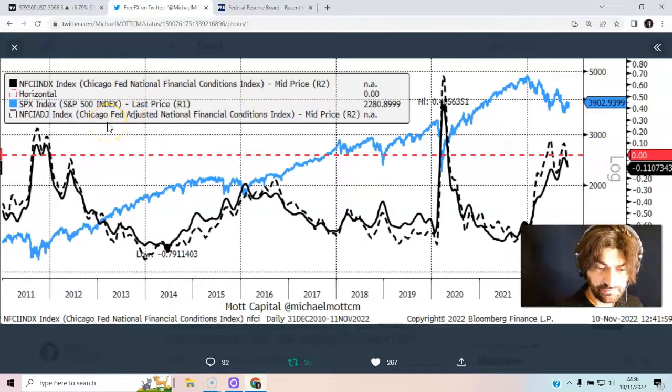Now, the adjusted National Financial Conditions Index is slightly different. I think that's the dotted line there. I'm not sure how it's adjusted again, but I'm just crediting Michael and Mock Capital because that's his chart, and I just wanted to show this to you because it does create an impact there. The middle line there is, I think, a historical average or neutral, so just below that.